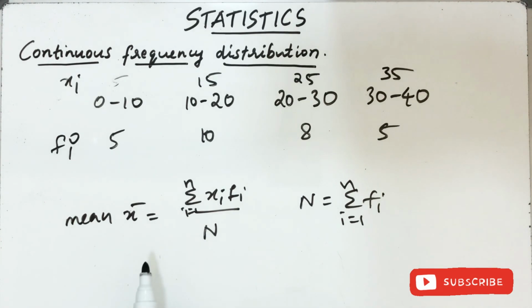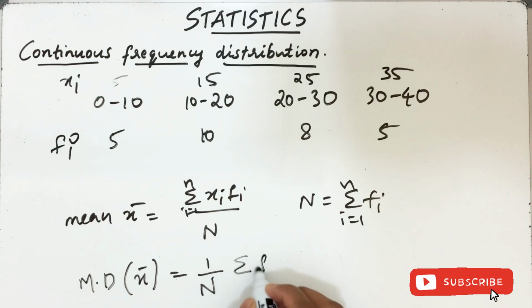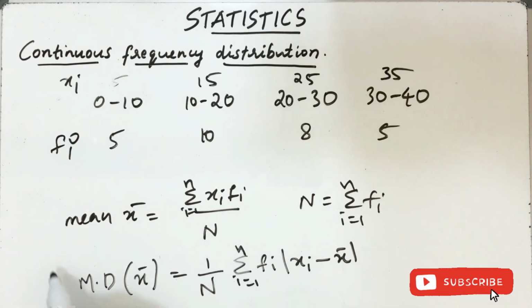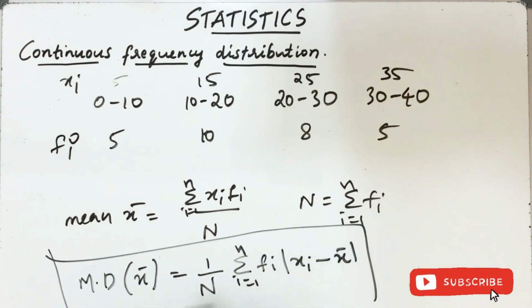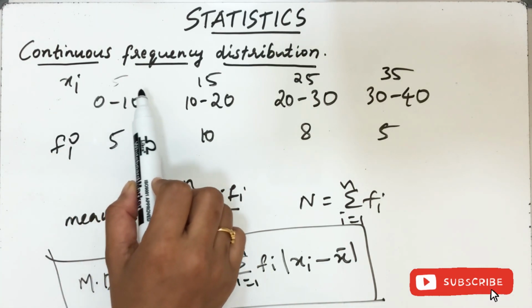If we get the mean, then what is mean deviation about mean? We can just proceed as in the case of discrete frequency distribution. That is 1 by n into sigma fi into mod xi minus x bar, i from 1 to n. We can see one example, then it will be more clear to you. Here the only difference is that xi is the midpoint of each class interval.